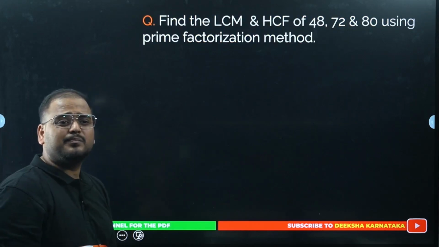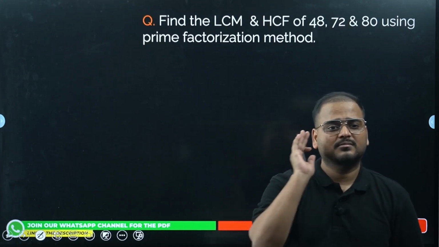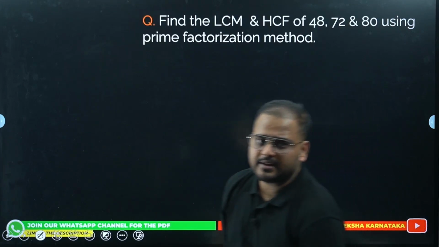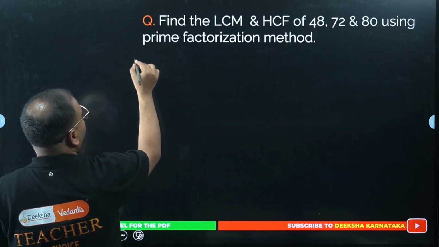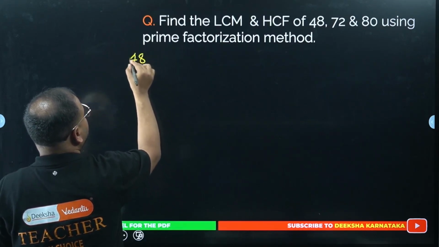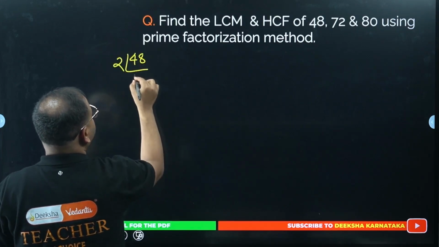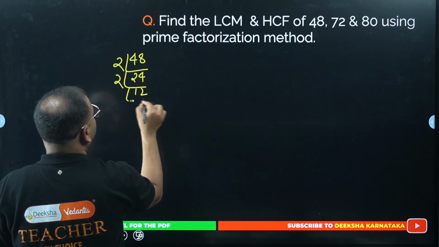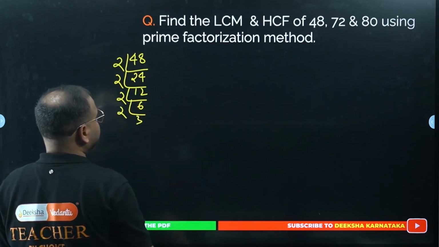Same thing, very simple. I won't take that much time to solve this question. In this question, what have they done? Three numbers are given, 48, 72 and 80. Let's do it quickly. We'll do the prime factorization of 48. How will we do this? 2 times 24, 2 times 12, 2 times 6, 2 times 3.